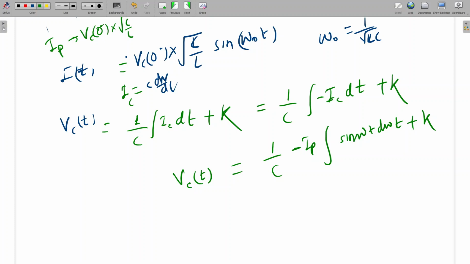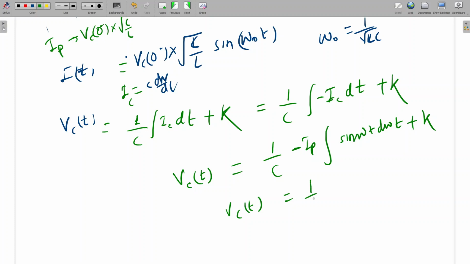Can anyone calculate the K value from the initial condition? Okay, yes, K will be 0. Correct. So this we can write as VC of t is equal to this integral, what will be?